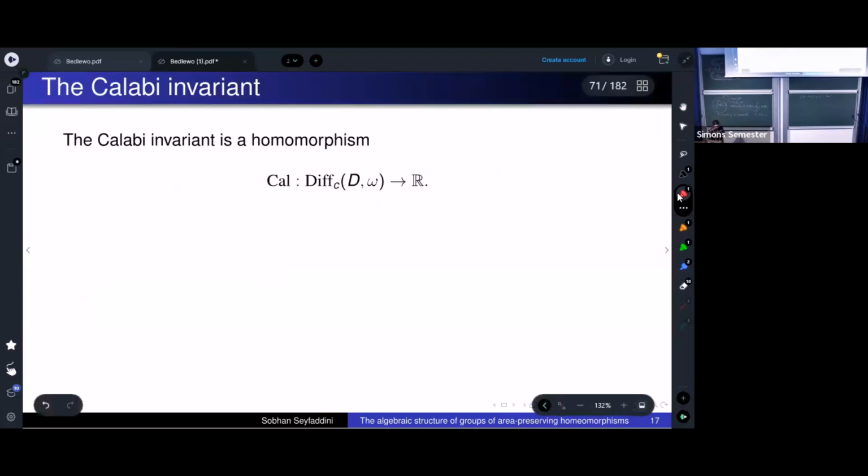Okay, so what's the Calabi invariant? It's actually a homomorphism out of the group of area preserving diffeomorphisms of the disk and into the real line. Okay, so the group of area preserving diffeomorphisms of the disk, then we know, is not simple because it admits a non-trivial homomorphism. And here is its definition.